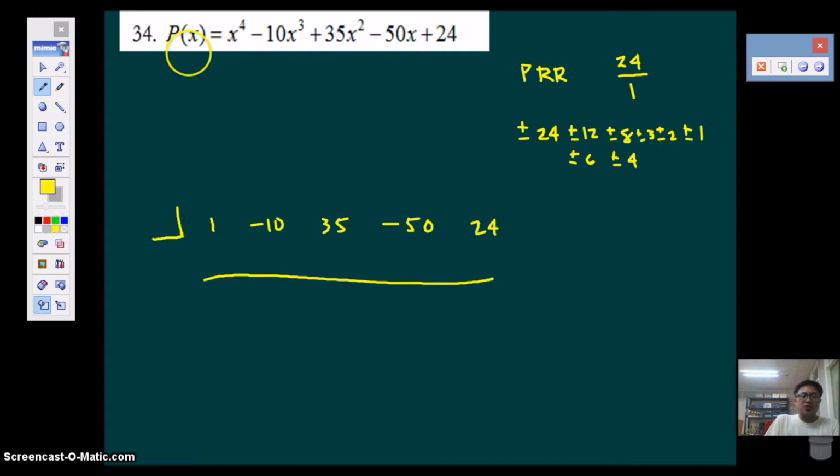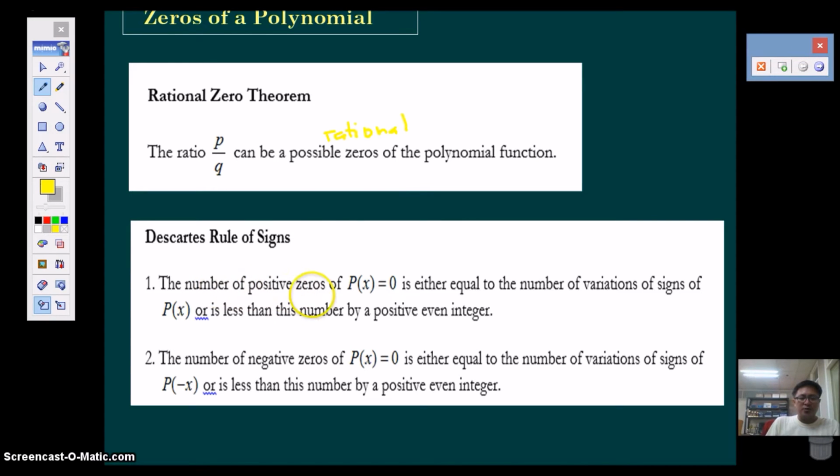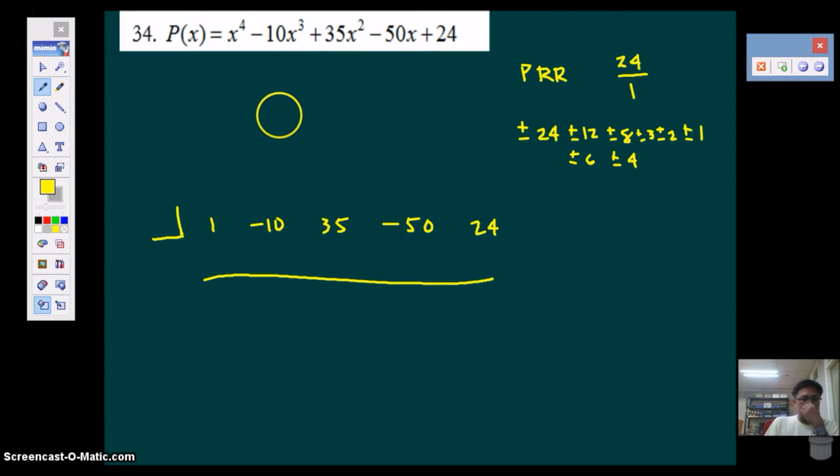According to the Descartes rule of signs, the number of positive zeros is either equal to the number of variations of signs, or simply the sign changes of p of x, or less than this number by a positive even integer. So we will simply check how many sign changes are in the polynomial. Positive then negative, that's 1. Negative then positive, that's 2. Positive then negative, 3. Negative then positive, 4. So there are 4 sign changes.